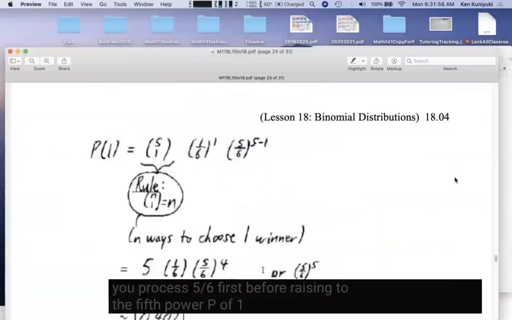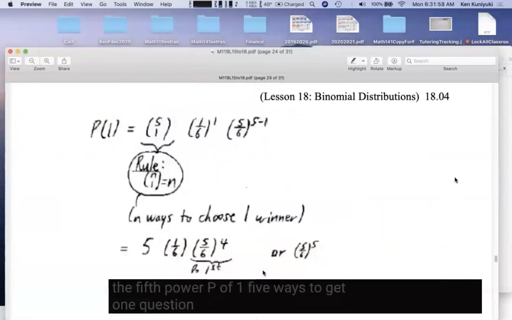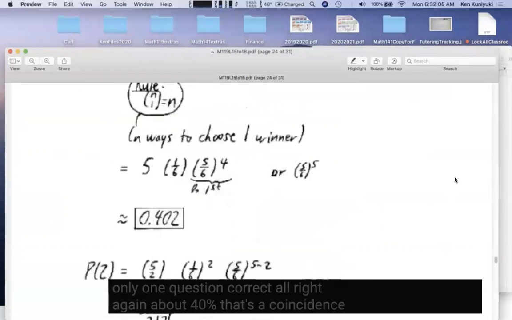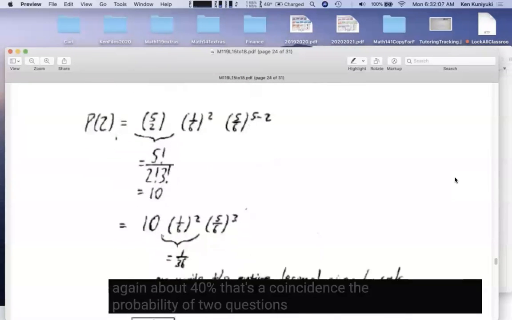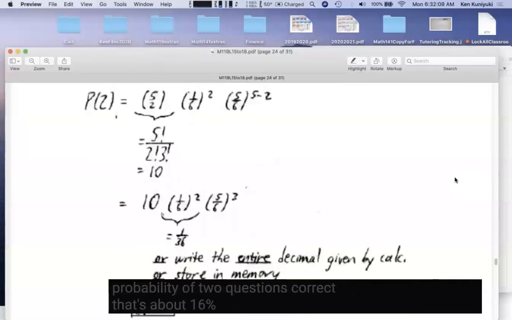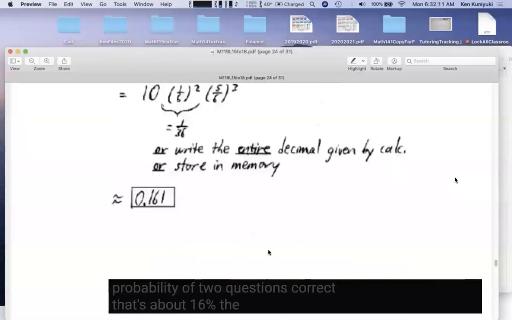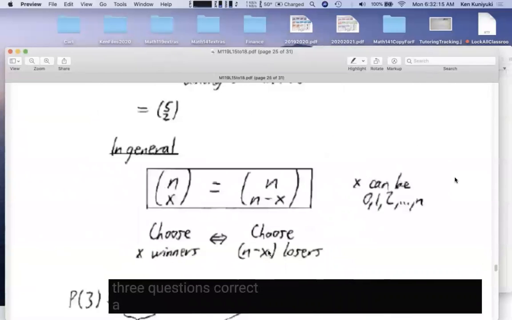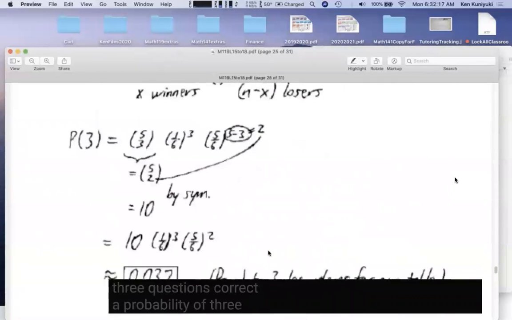P of 1, 5 ways to get 1 question correct out of 5, and only 1 question correct, right? Again, about 40%. That's a coincidence. The probability of 2 questions correct, that's about 16%. The probability of 3 questions correct.